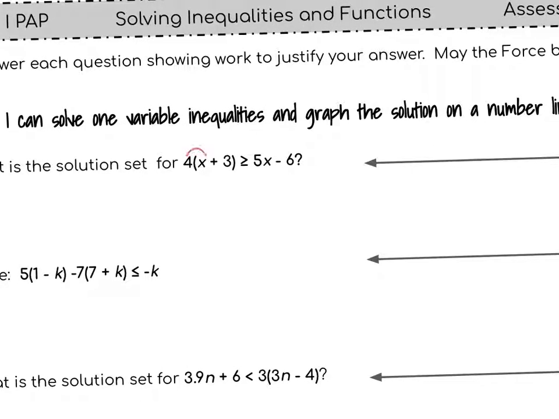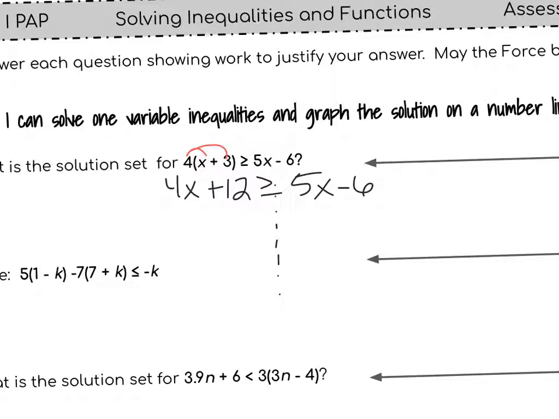So the first thing you have to do is distribute your 4. 4 times x is 4x. 4 times 3 is 12, greater than or equal to 5x minus 6. So I can still kind of put this line here if I need to. And so I'm going to try to get all the variables on one side and all the numbers on the other side. Okay, so if we start with the constants. Okay, so our goal still is to get all the letters on one side, all the numbers on the other side, which I may have said, but I had to stop because someone was in the room.